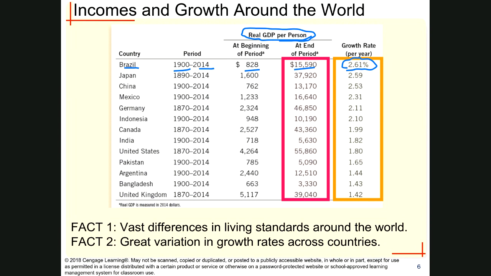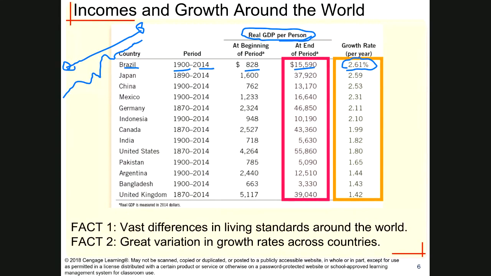Okay, it doesn't go up straight. We go through the bumps. Sometimes like this, sometimes in a recession they go down, sometimes they go up a little bit, this and that. It just depends. But when they were here, their GDP per capita was 828. Now it's 15,500. On average, they grow 2.61%.